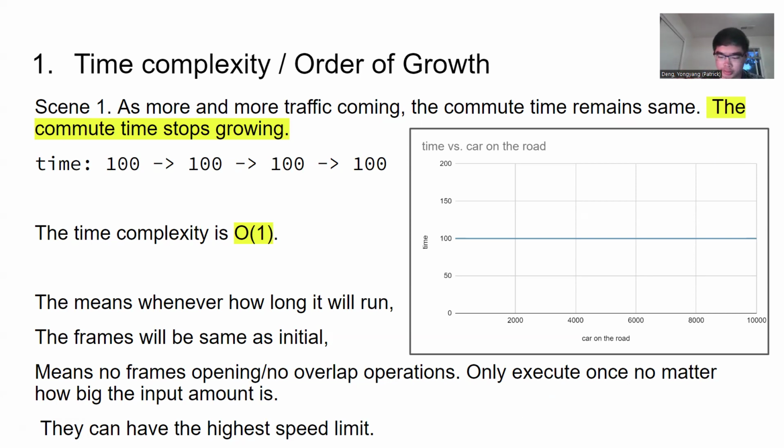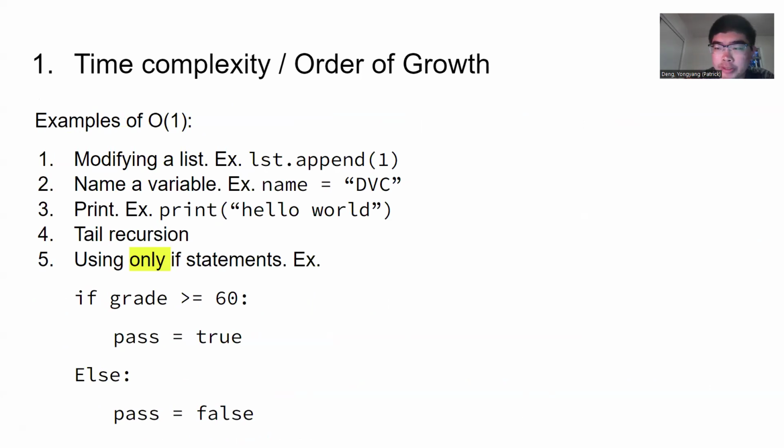An example of this is modifying a list. Suppose we do list.append(1), and we can name a variable, name equals dvc. We also have the print function, supposed to print hello world. Maybe you have a function with input 1,000, but for print, if you don't use a while loop, it will just print once. And also tail recursion. Oh, tail recursion is not.